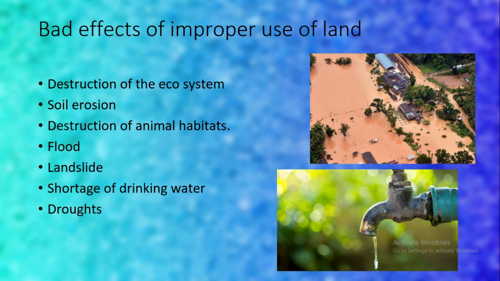Then let's learn about the bad effects of improper use of land. When we use land irregularly, it causes many changes in the environment. You can see such bad effects here. Destructions of the ecosystem, soil erosion, destructions of animal habitats, flood, landslides, shortage of drinking water, and drought.